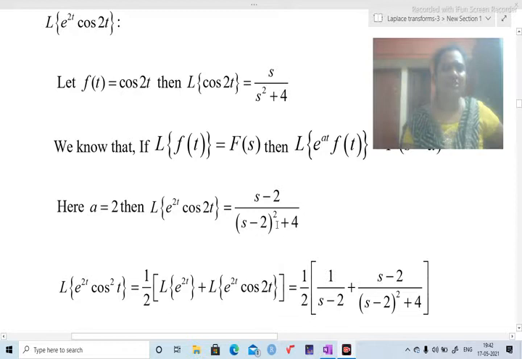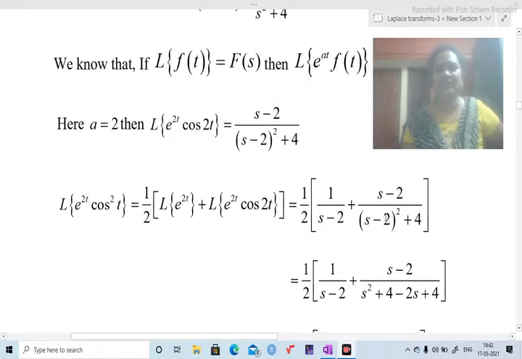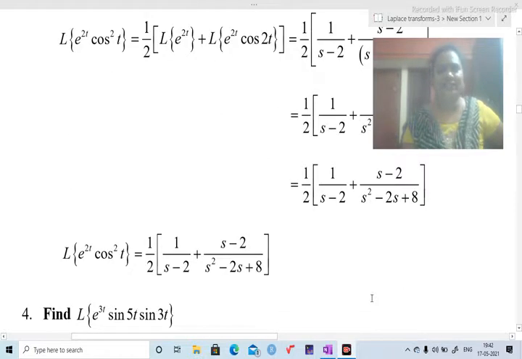Now substitute the values. Then we are going to get the final answer, that is 1 by 2 as it is. We know that L of e power at is 1 by s minus a. By using that formula, we are going to get L of e power 2t as 1 by s minus 2. This value we just found, substitute as it is. Simplify the denominator and take LCM. Then we are going to get the final value.